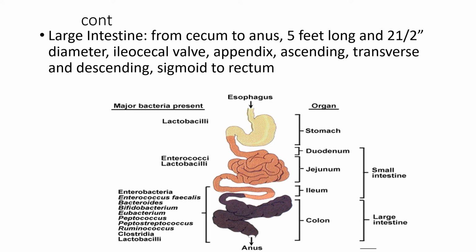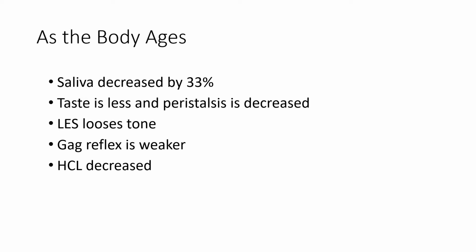As the body ages, unfortunately, saliva decreases by 33%, which, don't forget, is your major enzyme for digestion. The amylase is contained in the saliva. The taste is less, and peristalsis also decreases. The lower esophageal sphincter loses its tone and unfortunately allows for, at times, GERD. Gag reflex is a little bit weaker, and the hydrochloric acid is not quite as strong as it used to be.